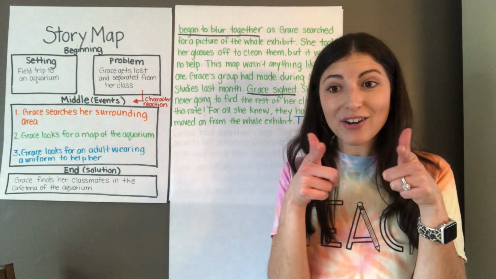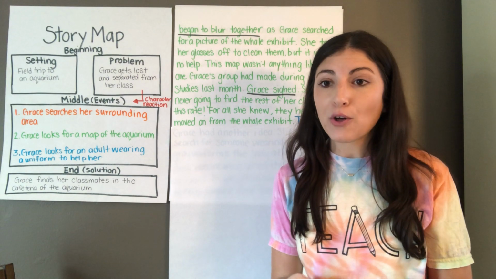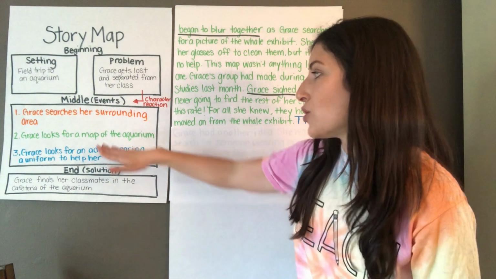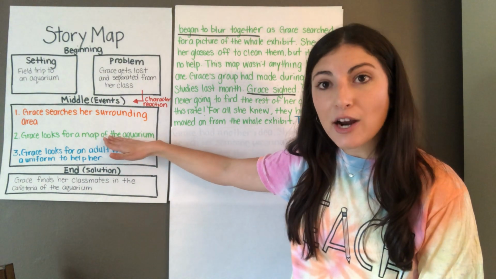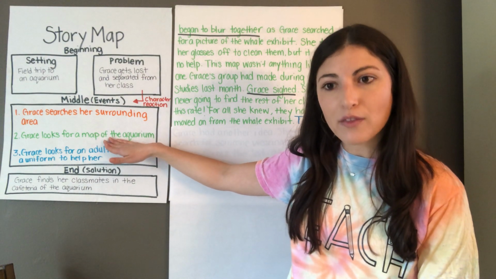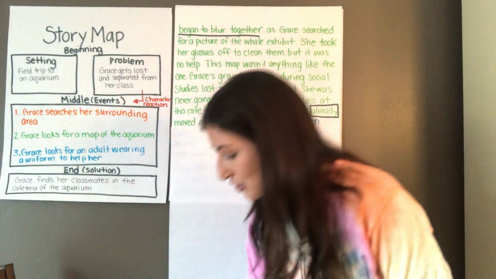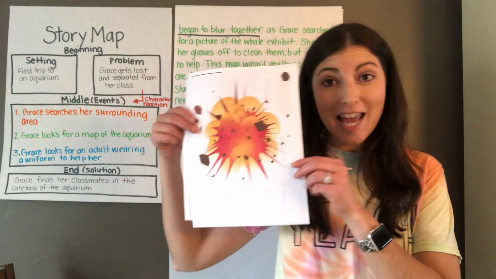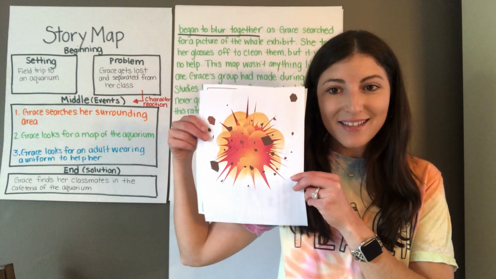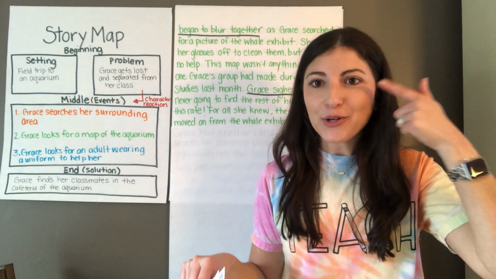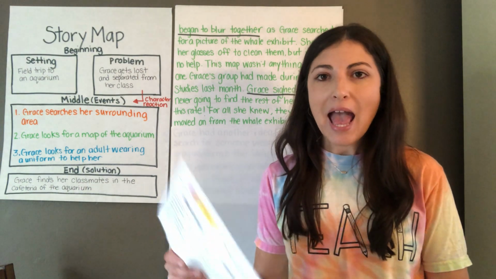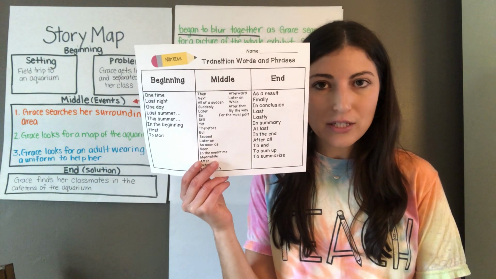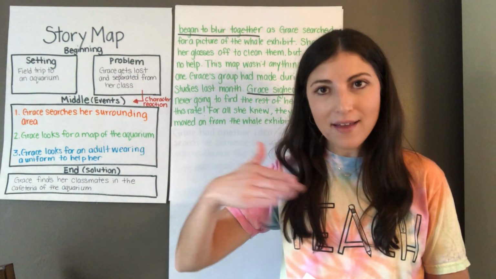Now it's your turn, writers. Continue drafting your middle by stretching out your second event, your character's second attempt at solving their problem. Remember to explode the moment, show how your reader is feeling, and use transition words to show that time is passing.